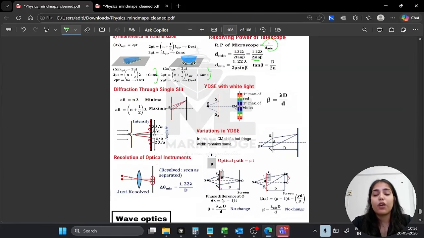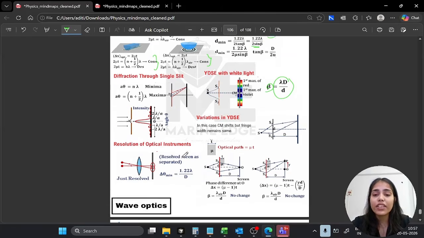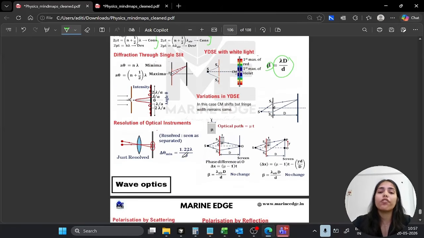YDSE with white light. Now, with white light, what happens? Different color fringes will be formed. Why? Because white light has different colors, each having a different wavelength inside it. So in that case, the beta or the fringe width will be lambda D by d. The formula will remain the same, but you'll see first it will be violet, then indigo, then red, and so on. The whole different spectrum of the light will be splitting throughout. Next, variation in YDSE. In case we shift the source light, the fringe center also shifts.